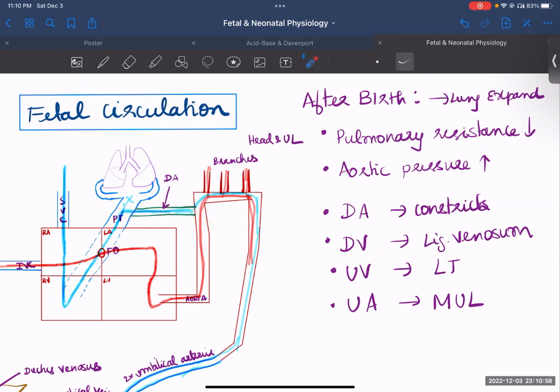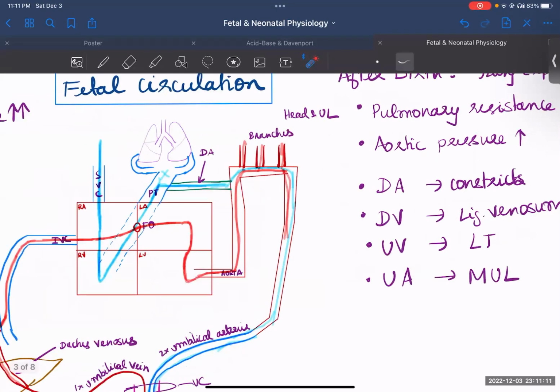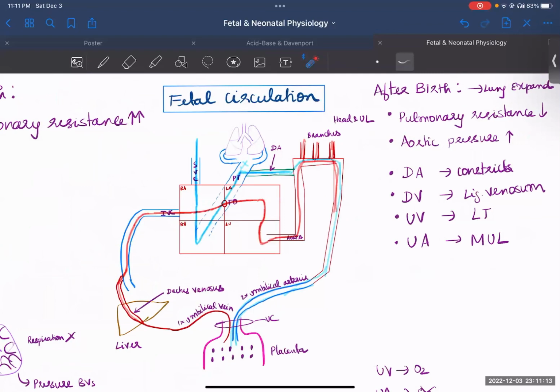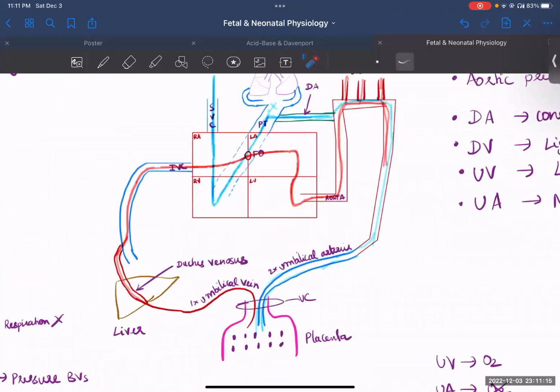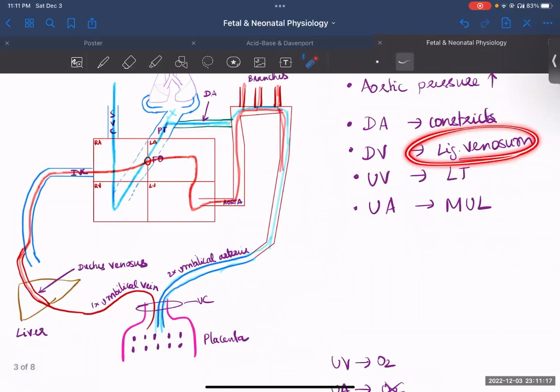But that is not going to happen completely because your ductus arteriosus is going to constrict after birth. The smooth muscles in the ductus arteriosus are going to constrict. At the same time, what about your ductus venosus? Ductus venosus will become a ligament called the ligamentum venosum. What about your umbilical vein? Umbilical vein will become your ligamentum teres.